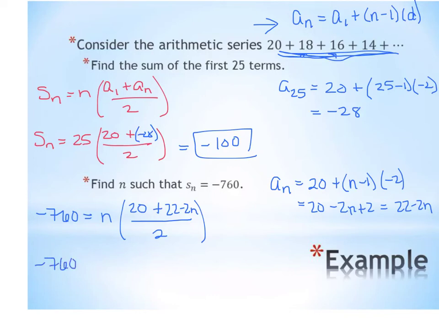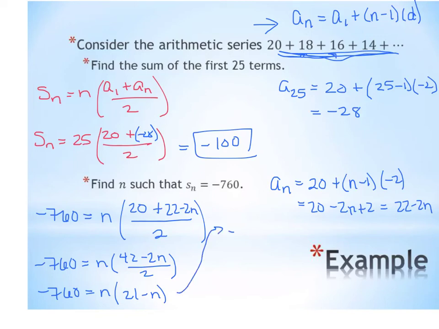Well, if I were you, I would probably start out by doing a little 42 minus 2n over 2. And because everything there is divisible by 2, that's going to be 21 minus n, which is going to give us negative 760 equals 21n minus n squared, in which case we have a quadratic. So let's move everything from the right-hand side over to the left-hand side because we want a positive n squared. n squared minus 21n minus 760 equals 0.